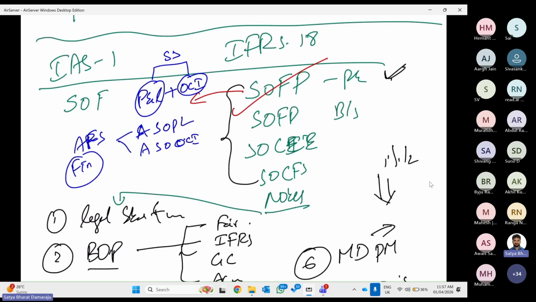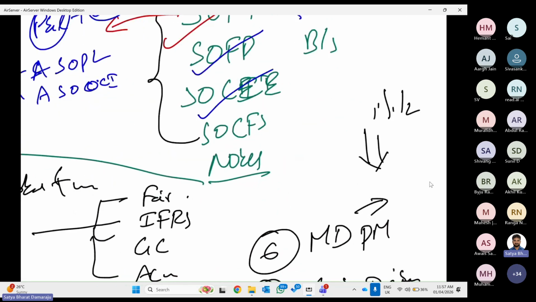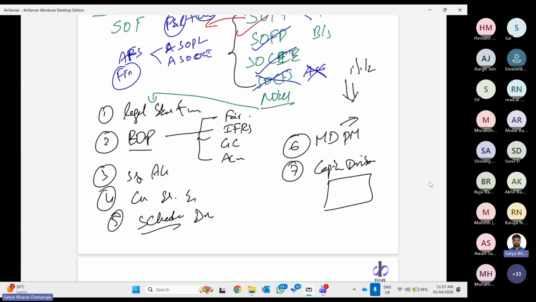Okay, so this will get split for the AFS. Statement of financial position, they want an aggregated statement of financial position. Aggregated statement of changes in equity, they want us to prepare, but they don't want us to prepare the cash flow statements. Aggregated cash flow statements are not required to be prepared. So likewise, we'll see the differences.